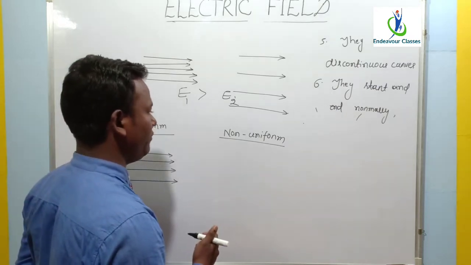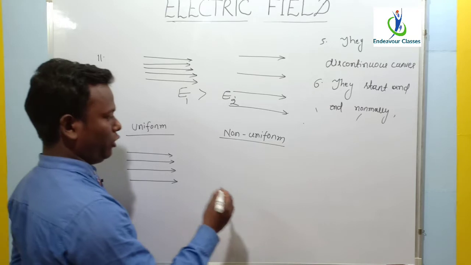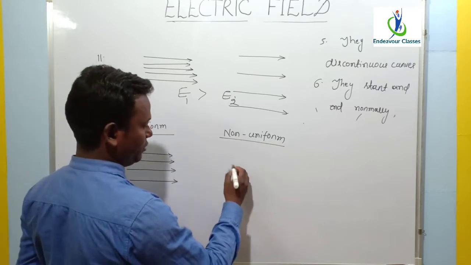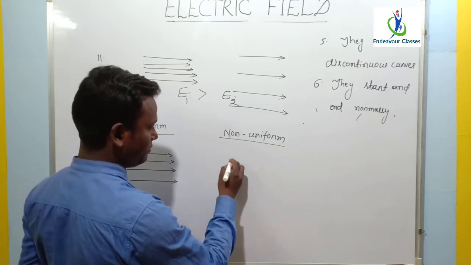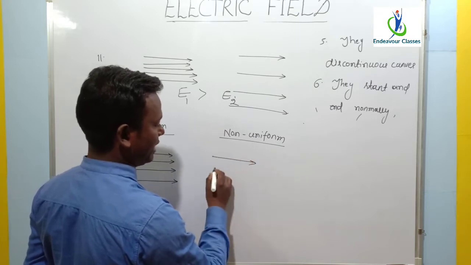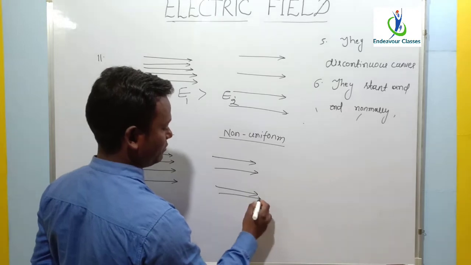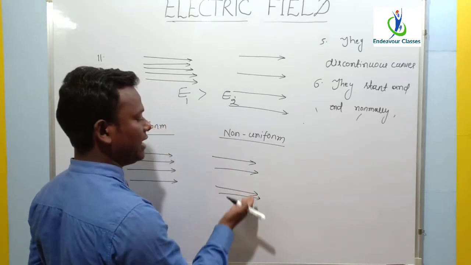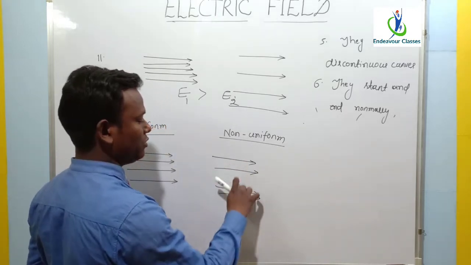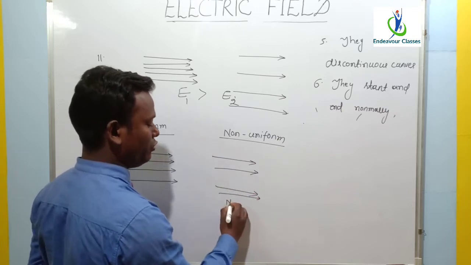Similarly, a non-uniform field can be represented in the following ways. In this case the magnitude varies, because as the distance between the lines of force is changing, the magnitude changes but the direction remains the same. This is also a non-uniform field.